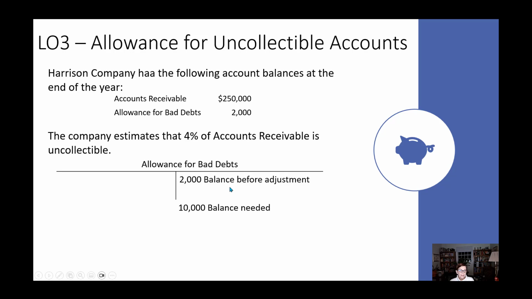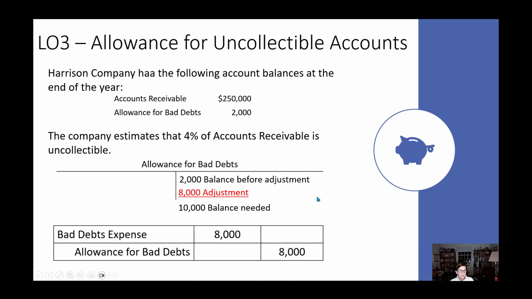So what does that mean? Hopefully you're thinking, okay, well, we need to credit this account for $8,000 to bring it up from $2,000 to $10,000, right? So our adjustment is going to be for $8,000. So we're going to debit bad debt expense, credit the allowance for $8,000.